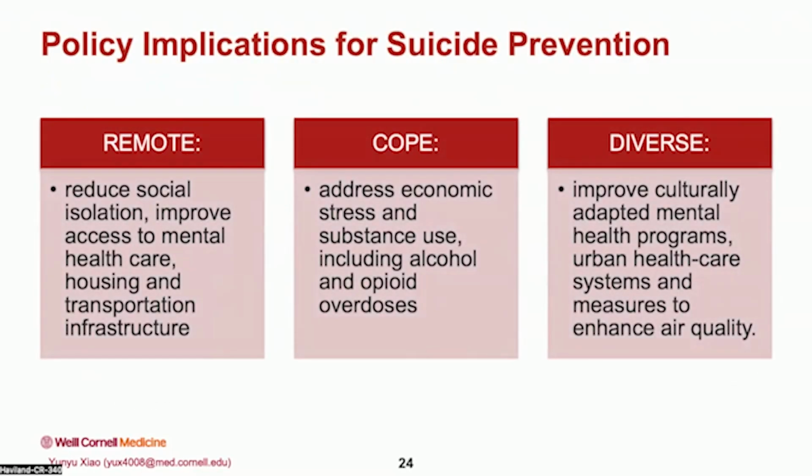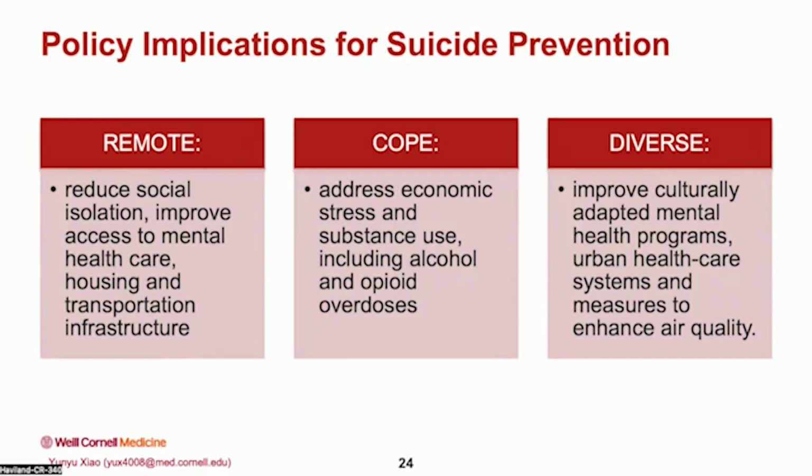So policy implications: why is this policy relevant? We're really using this approach to show that there is not a single solution that can solve all, and social determinants of health is not just one dimension. It's multi-dimensional. For example, for counties in the remote cluster, we really need to reduce social isolation, increase access to healthcare, as well as housing, and build transportation infrastructure so they can access the care. For people living in these COPE clusters, these counties really need to address economic stress, like absolute poverty, and address substance, alcohol and overdose issues.